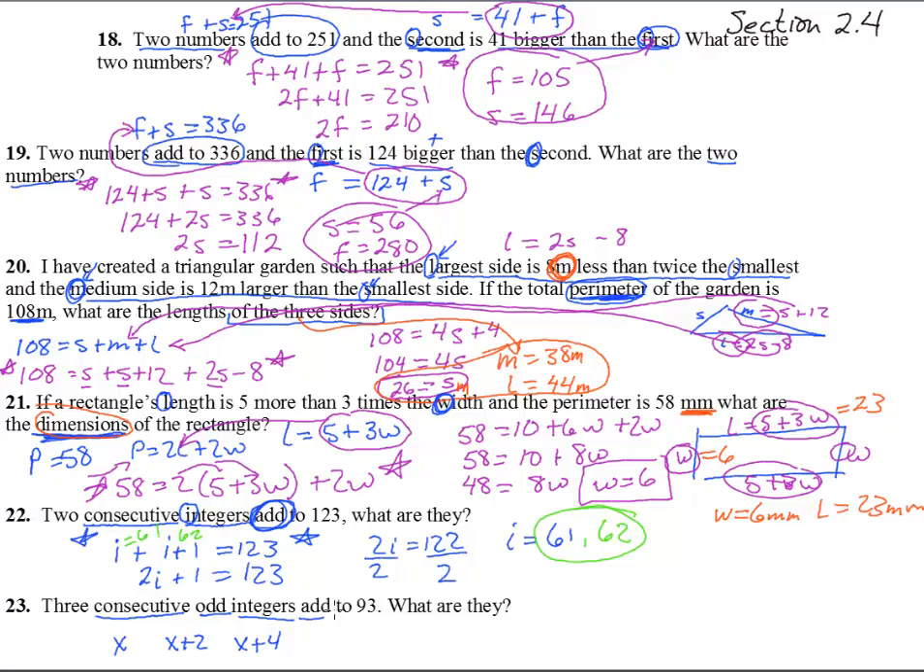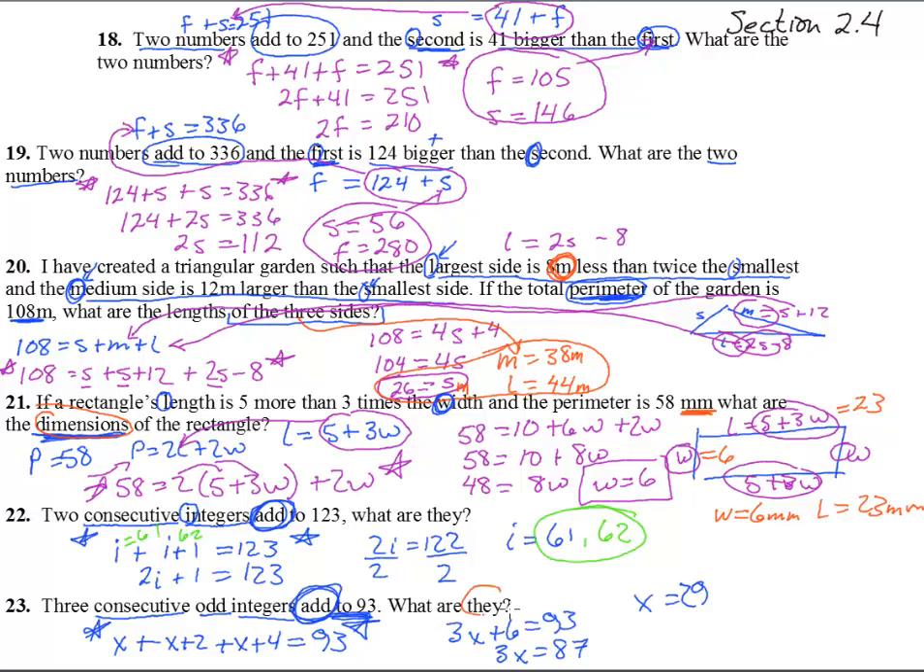This says it adds to 93. So it says this number and that number and that number, the 3 numbers, equal 93. Well, look at that. We just made an equation. It's awesome. Let's simplify it now. x and x and x, that's 3x plus 6 equals 93. Subtract 6 and we get 3x equals 87. So x equals 29.